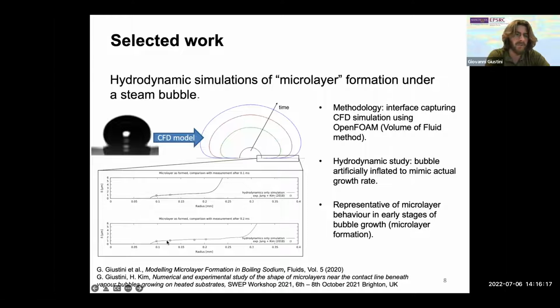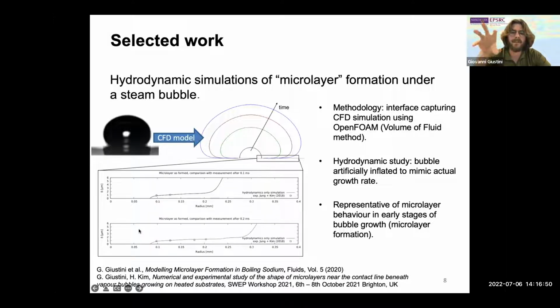So here in the two images, I am showing a comparison with measurements from Professor Kim's lab, which seems to indicate that CFD with interface capturing is doing a pretty decent job at calculating the hydrodynamics of microlayer formation, and therefore what kind of values of the thickness of the microlayer we should expect to be left behind beneath the bubble in the early stages of bubble growth, and therefore potentially how much liquid can be evaporated from it later on, in the later stages of bubble growth.